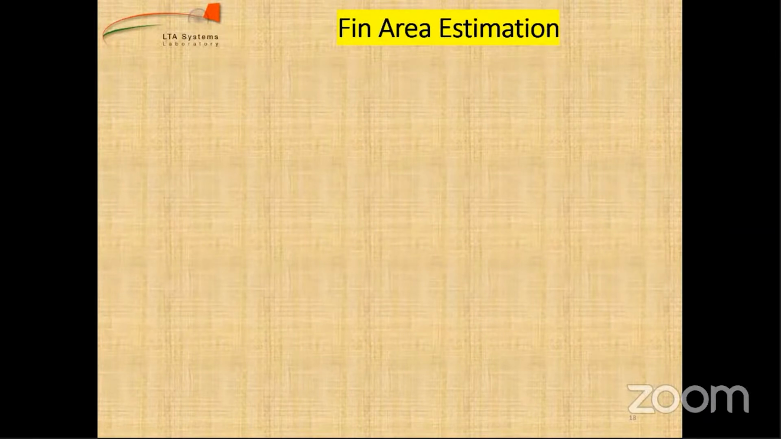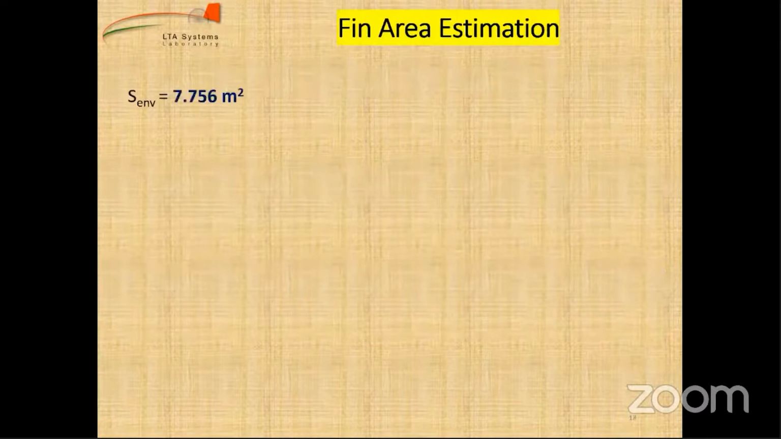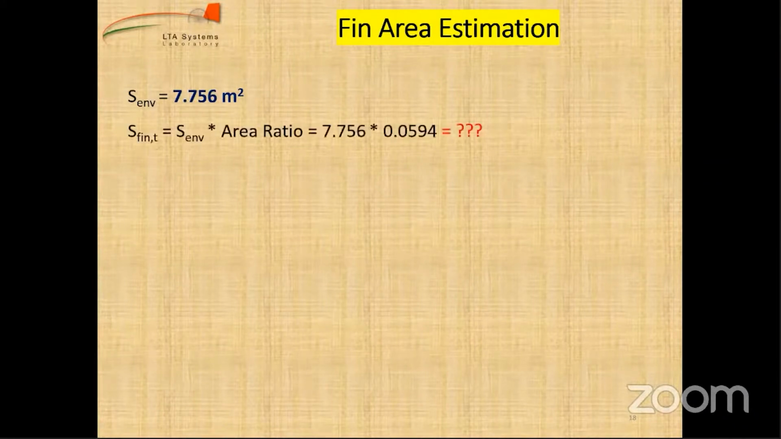For estimating the area, we'll use fin area ratio. What is the value of fin area ratio? 0.0594. Correct. So we have our envelope area. Envelope area we have estimated is 7.756. As we have envelope area, we know our area ratio, so we can calculate fin area. S fin is S envelope into area ratio. Am I right?